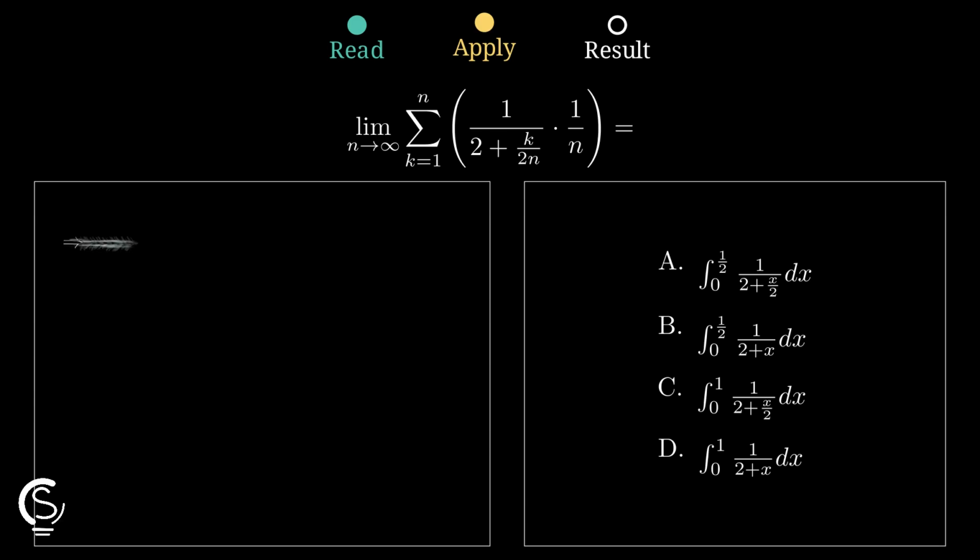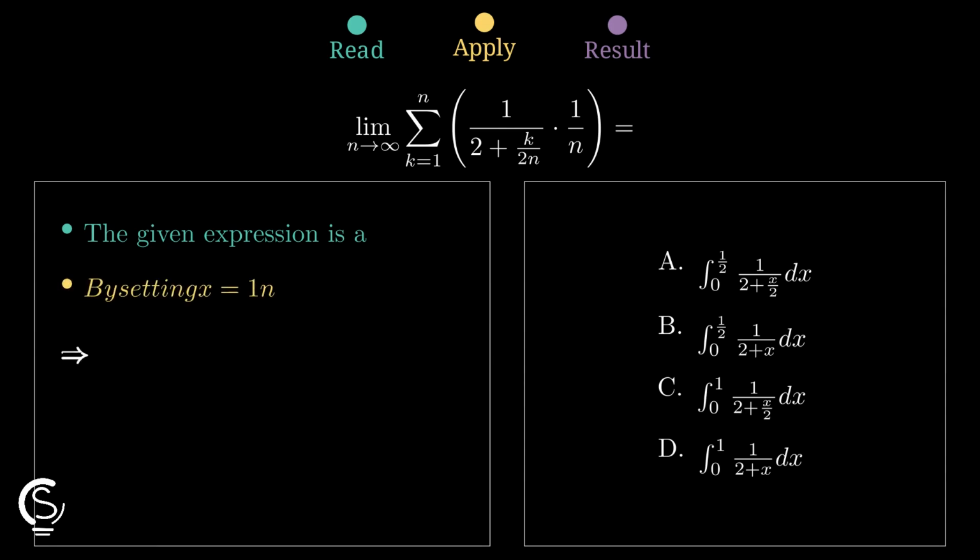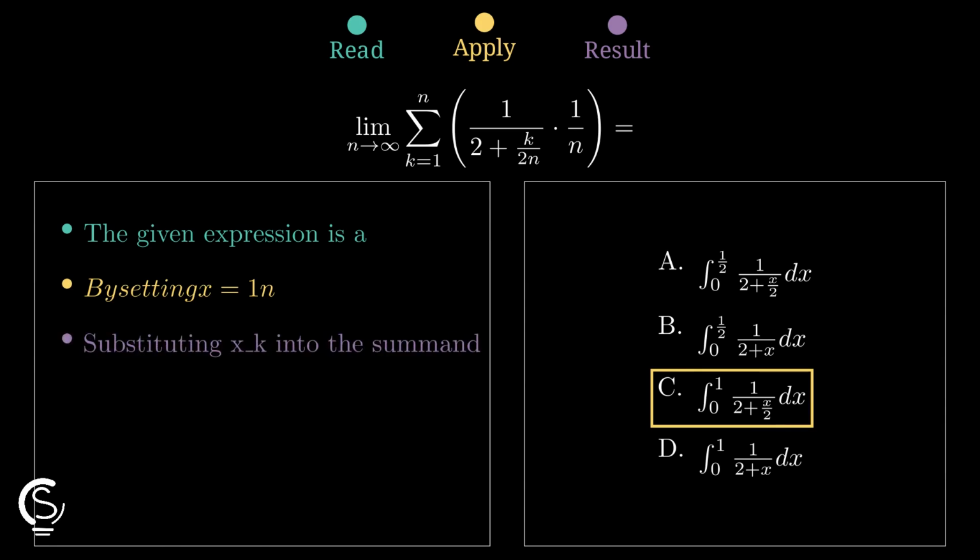Next, replace the k over n term inside the function with x. This transforms our summation into a continuous integral. We are looking for the function that matches our original summand. Finally, the integral bounds are 0 to 1 because k ranges from 1 to n. This leads directly to the correct expression in option C.